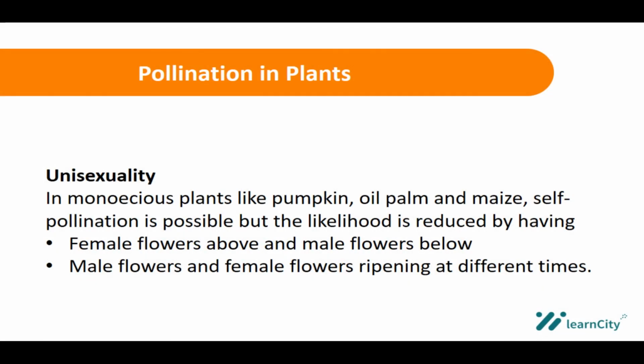So in monoecious plants like the pumpkin, oil palm, and maize, self-pollination is possible, but the likelihood of this self-pollination is reduced because, one, the female flowers could be above and the male flowers below. So it is harder for the pollen grains to go from the anther to the stigma, because the stigma is on the female flower, which is above the male flower.